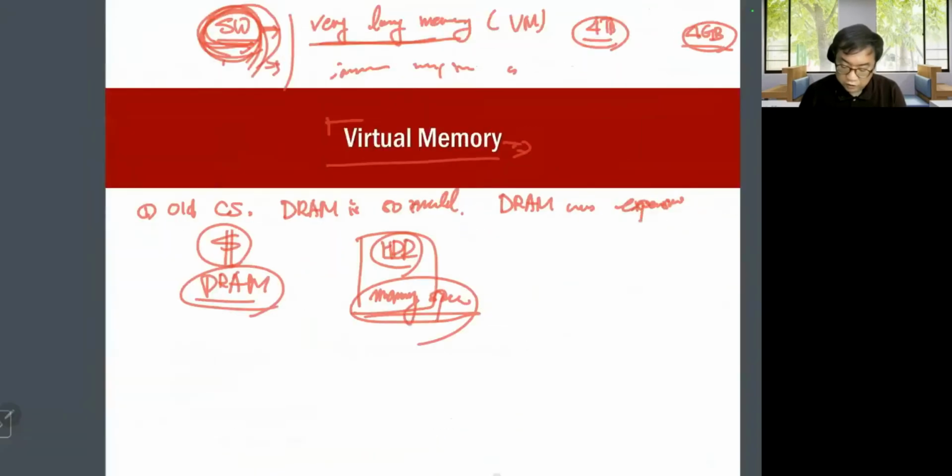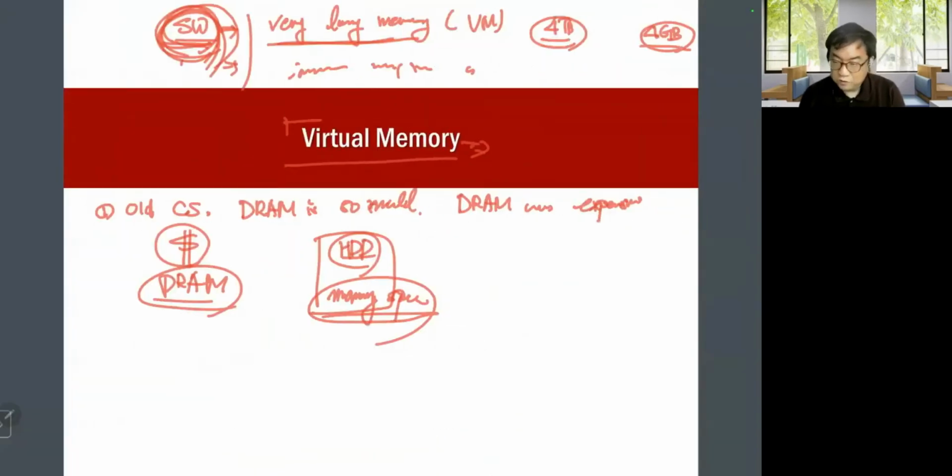In the old computer system, the DRAM was so small, like 640 kilobytes, right? It's less than 1 megabyte. The operating system, and also the normal applications, needed to use the 640 kilobytes of main memory. It's very, very small. And then the solution is that we can use the large space in the hard disk drive.